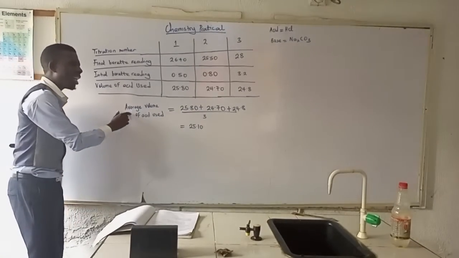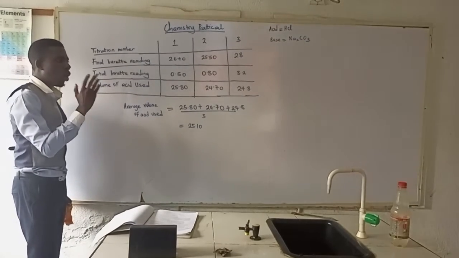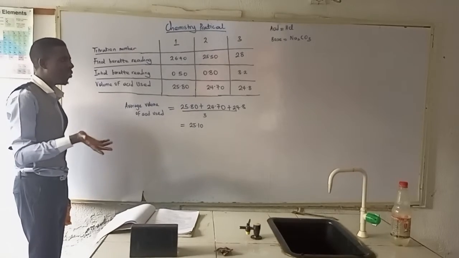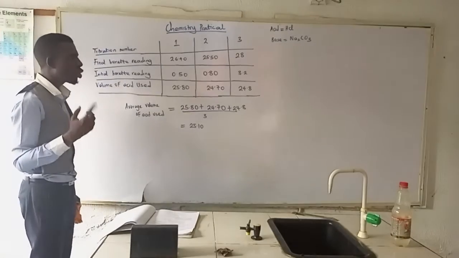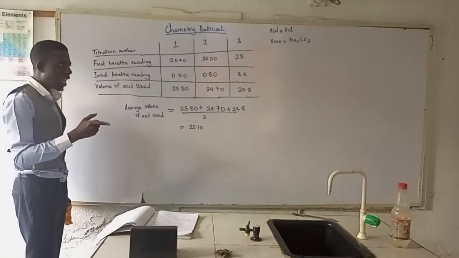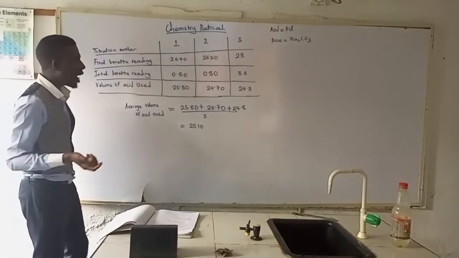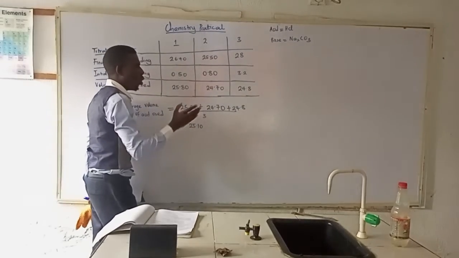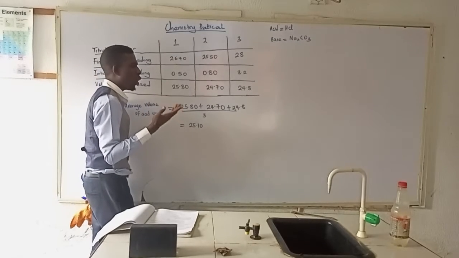Now the average titre value happens to be wrong. Why? Because when we are calculating our average titre value, we did not make use of consistent values. When is a reading said to be consistent? A reading is said to be consistent when the difference between the two readings is less than or equal to 0.20. But when you look at this reading, 24.70 and 24.80, they happen to be consistent because the difference between them is 0.10.